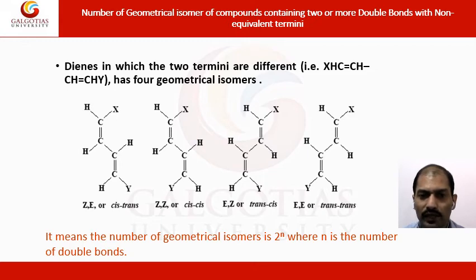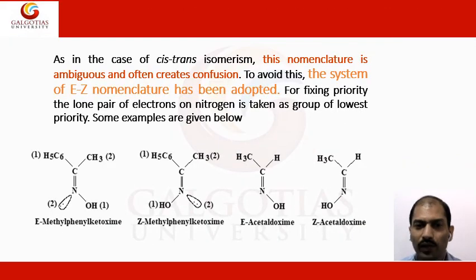You can see the Hs are on the same side, and the highest priority is on the same side. So you can also call them cis, because this is the cis form and this is the trans form. So you can mention the cis or trans form, or the Z form if it is cis, as the cis form or Z form of that particular molecule.